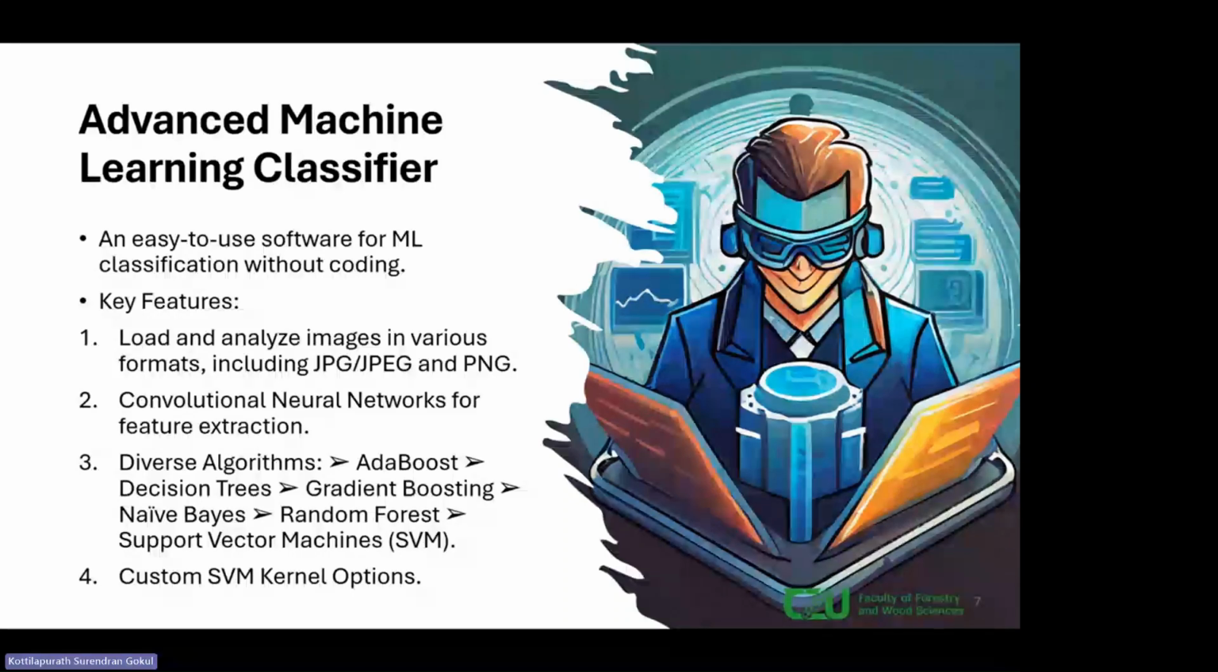The second key feature is that we integrated a convolutional neural network. It's a kind of deep learning algorithm, especially for image classification. This advanced machine learning classifier deals with traditional machine learning algorithms. You can see algorithms like random forest, support vector machine, decision tree, and so on listed here. We normally call them classical or traditional machine learning algorithms.